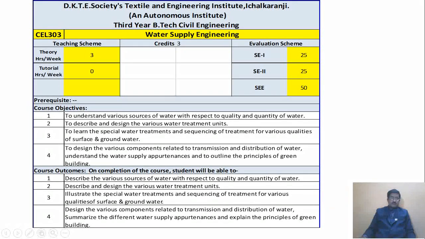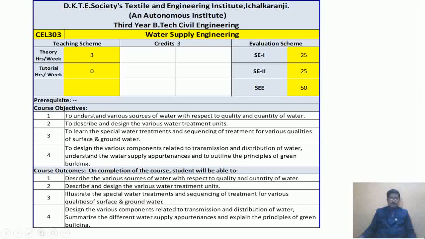So, what are the course objectives? The first is to understand the various sources of water with respect to quality and quantity of water, to describe and design the various water treatment units, to learn the special water treatments and sequencing of treatments for water qualities of surface and groundwater, to design the various components related to transmission and distribution of water, understand the water supply appurtenances, and outline the principles of green building.